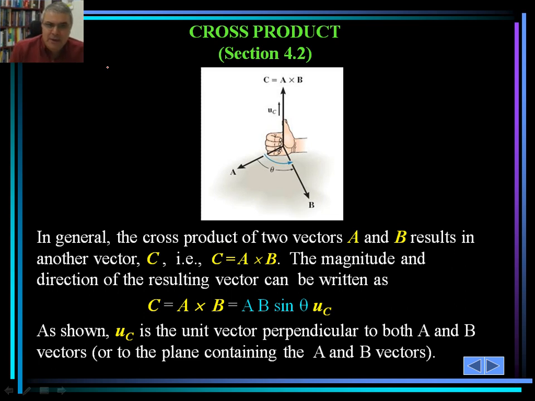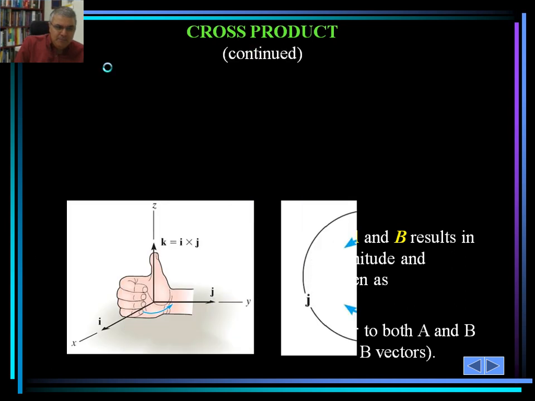Now, if there's an angle between A and B, then the cross product of A cross B would be simply AB sine of that angle. And of course, the unit vector U sub C, which by the right-hand rule is acting upward, as shown in this case. So C, which is A cross B, is simply AB sine theta U sub C.